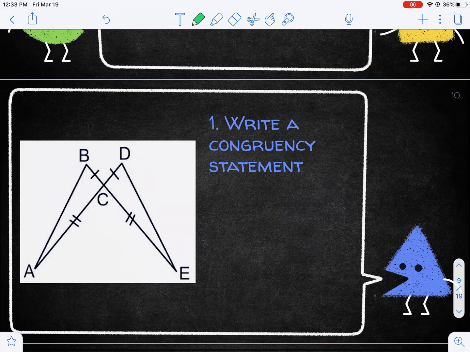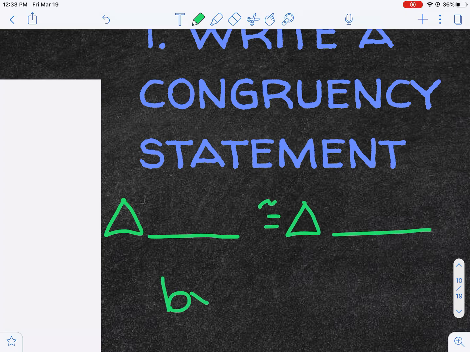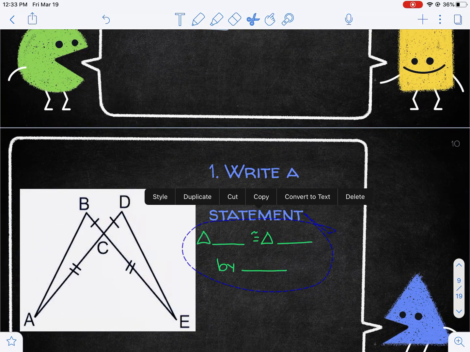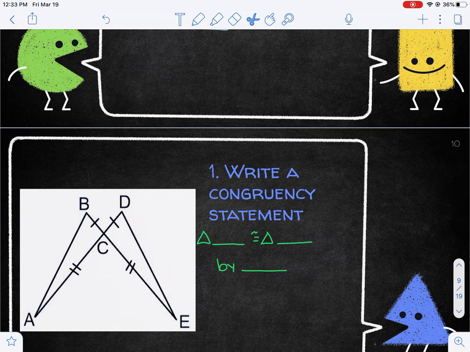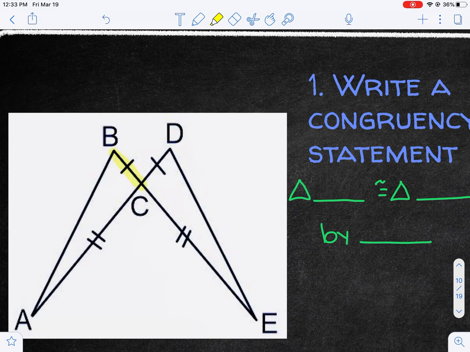So we're going to practice this a little bit. And I'm asked to write a congruency statement, and I'm going to have triangle something is congruent to triangle something by whichever shortcut I'm using. And I'm going to go ahead and copy that because I'm going to use it on every single problem. And I'm going to do some color coding.